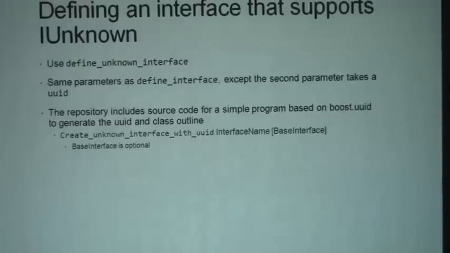But you never had to implement those. Defining interface, it'll work on Linux too. The same code will compile on Linux, no changes, it works. So we use define unknown interface, which takes the same parameters as defined interface except it takes a UUID as well. And if you want to generate UUIDs, there's a program in the Git repository that uses boost UUID to generate that.